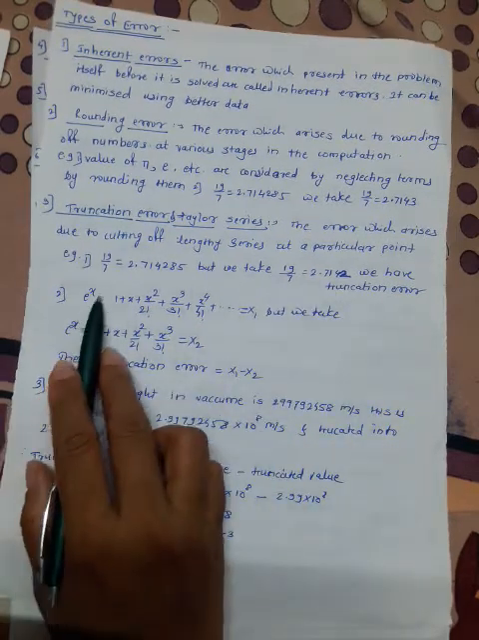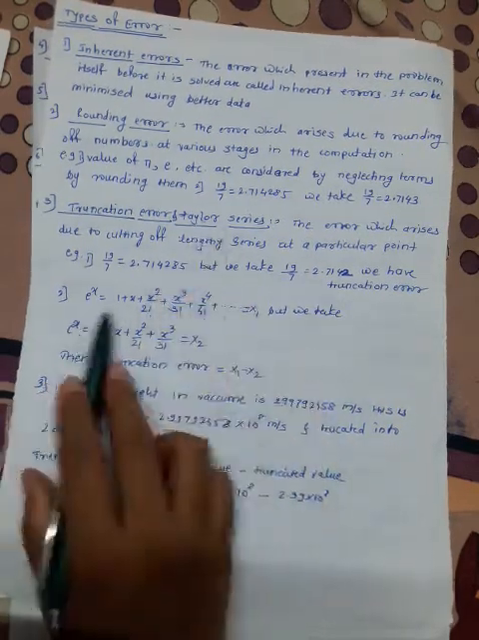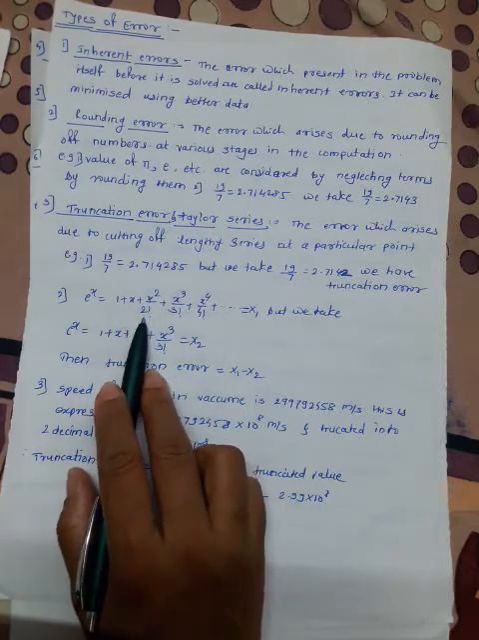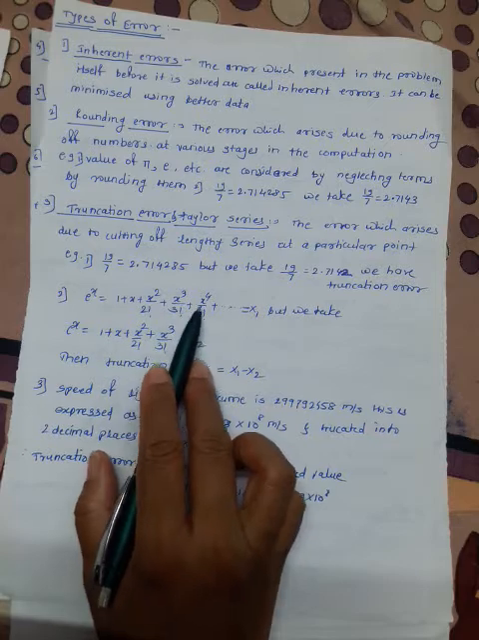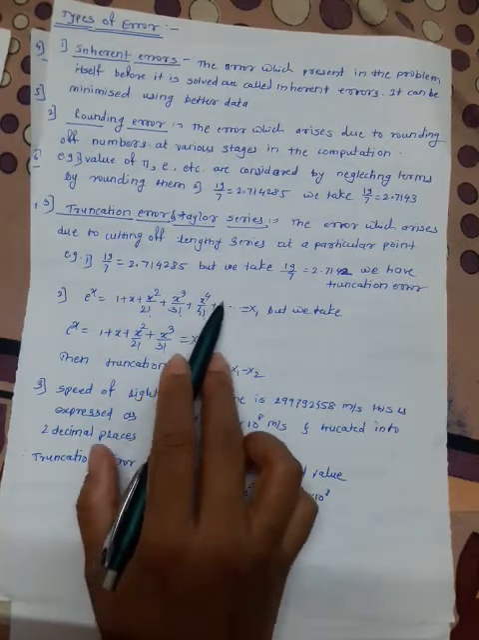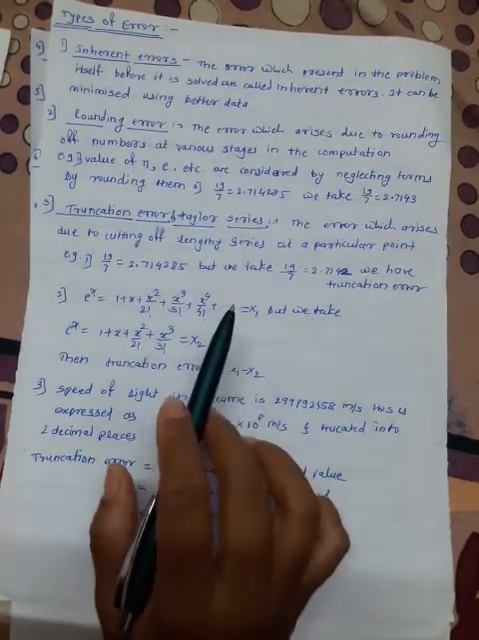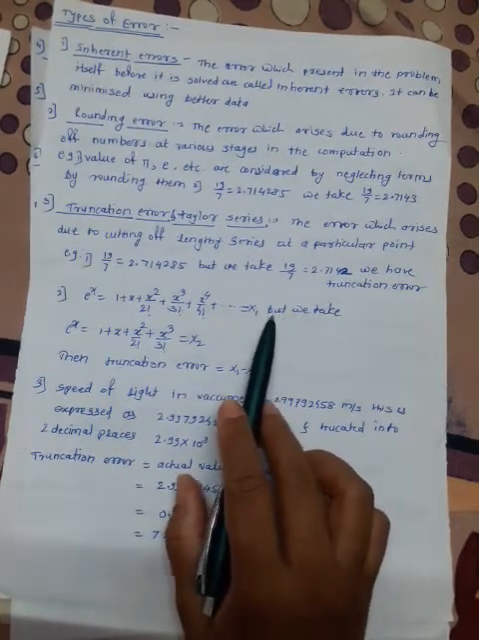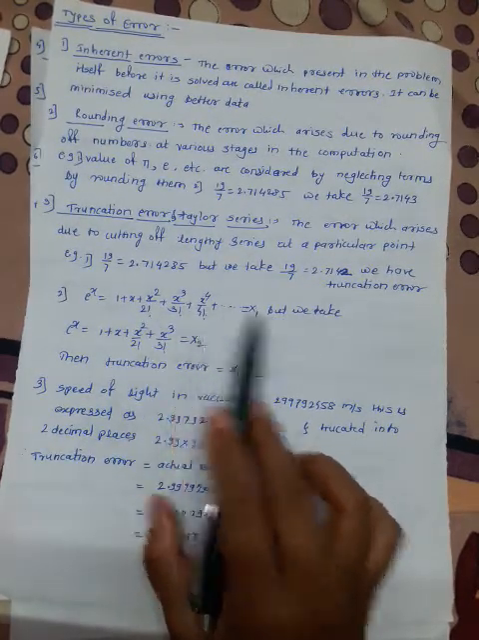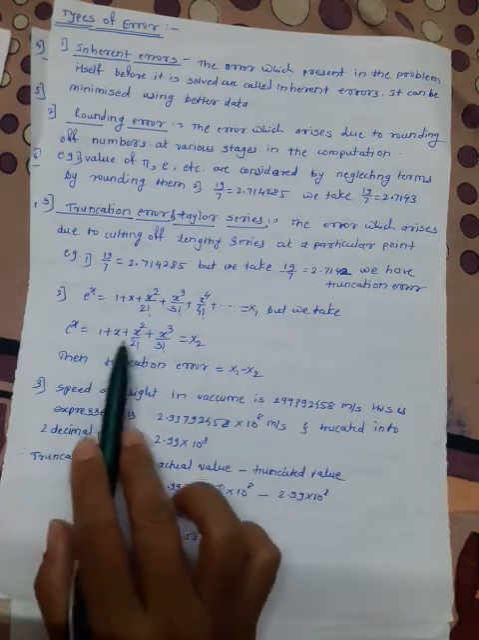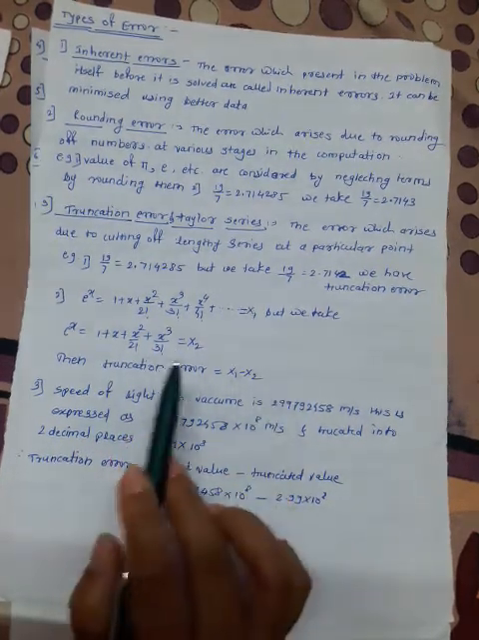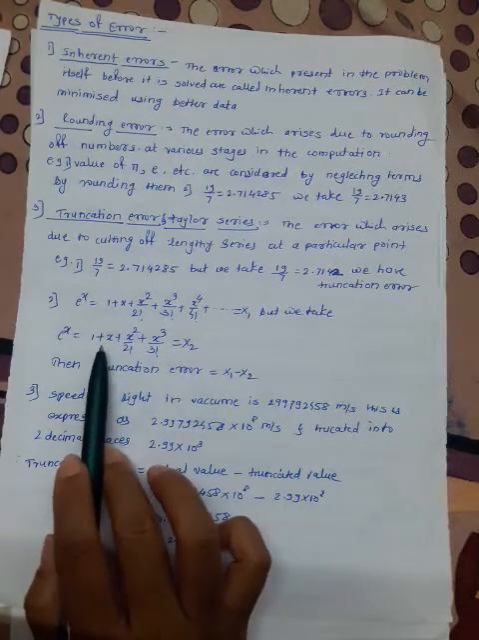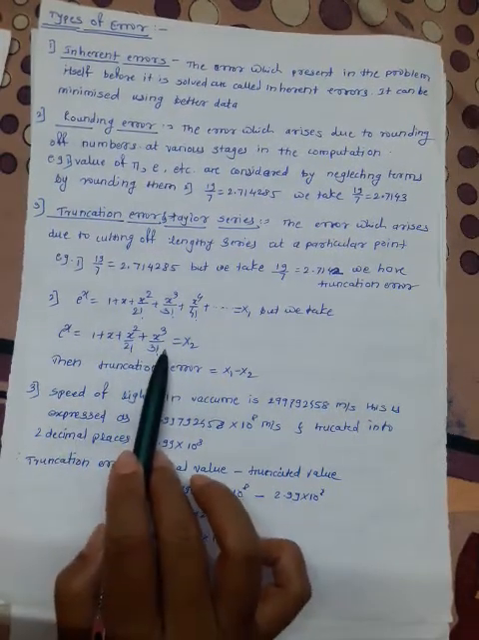For example, suppose e raised to x, this is a Taylor series for e raised to x: 1 plus x plus x square by 2 factorial plus x cube by 3 factorial plus x raised to 4 by 4 factorial plus x raised to 5 and so on. This is the infinite series, okay. But at a particular point, if you want to calculate e raised to x, we take only the first 3 or 4 non-zero terms. In a particular calculation we take only up to the third or fourth step.